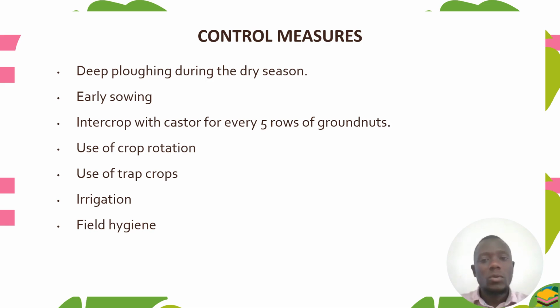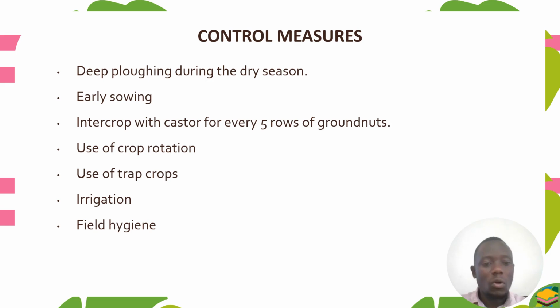Then I've got early sowing. If you plant early, it's also one way of controlling red hairy caterpillars, because the plants will mature early and become established before these red hairy caterpillars start attacking. Then I've got intercropping. If you intercrop the crops with castor for every 5 rows of groundnuts, this also helps to control the red hairy caterpillars.